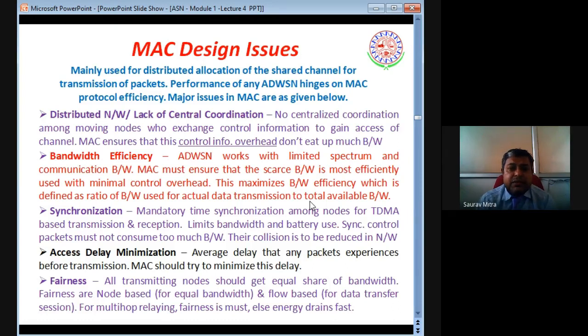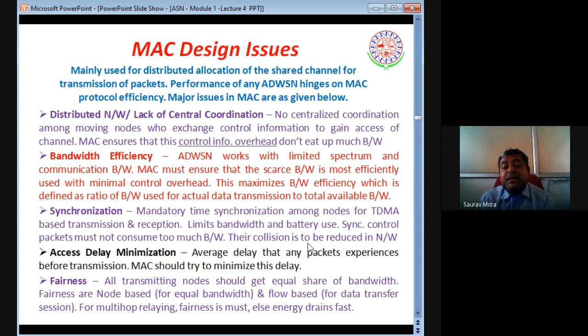Synchronization, I told you, for ad hoc sensor network, is a big problem because certain nodes are on sometimes, certain nodes are off sometimes, certain nodes might die. And we don't know that it has died. We are trying to synchronize it, but it cannot be synchronized because it is already dead. So mandatory time synchronization among nodes for TDMA based transmission and reception is required. But due to the bandwidth problem and battery usage, because for synchronization we also have to send some synchronization packets, that is also constituted within the overhead.